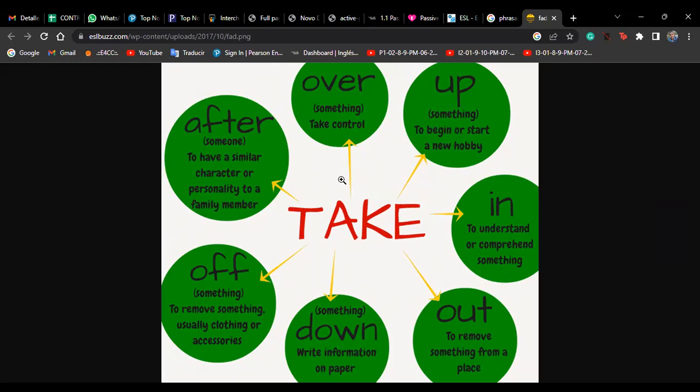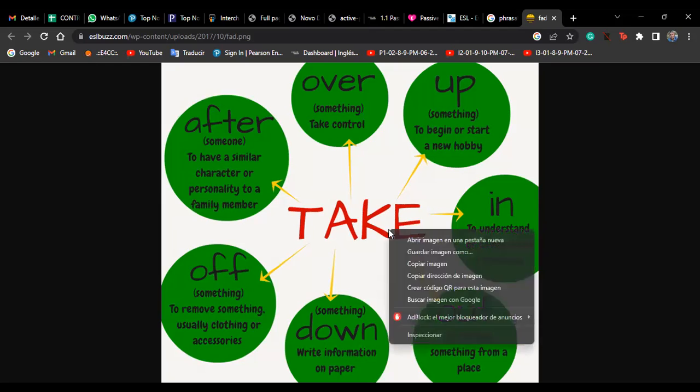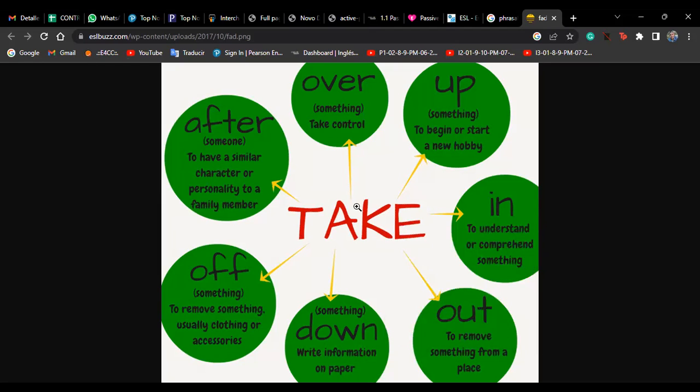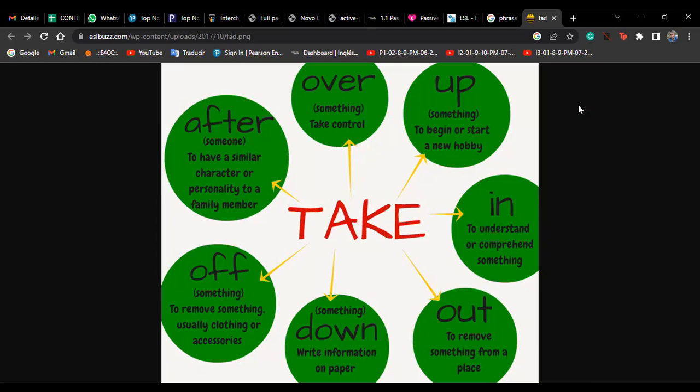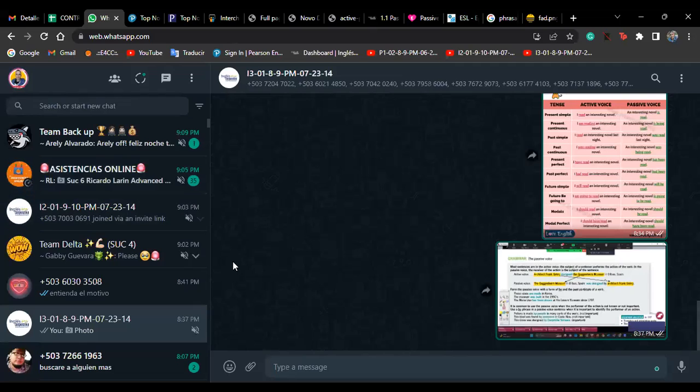So in this case, these are the different verbs. We have the same base verb, tenemos el mismo verbo base, but we have different meanings. ¿Por qué? Porque tenemos diferentes preposiciones. So it will depend on the preposition for the meaning. Depende de la preposición para el significado de cada verbo. So every single verb will be different.